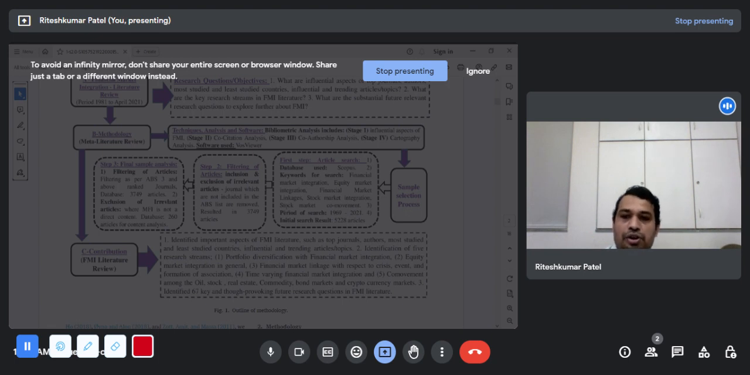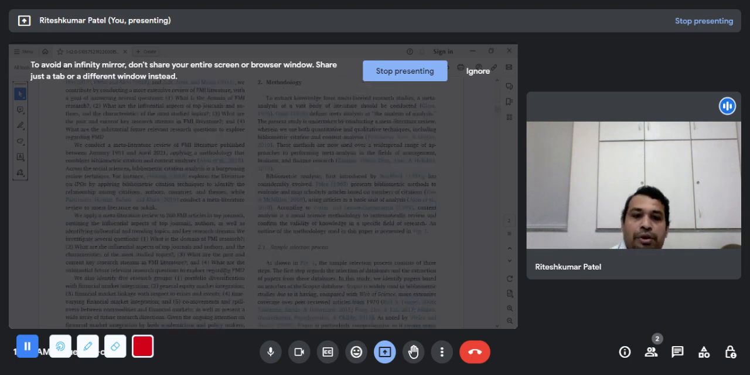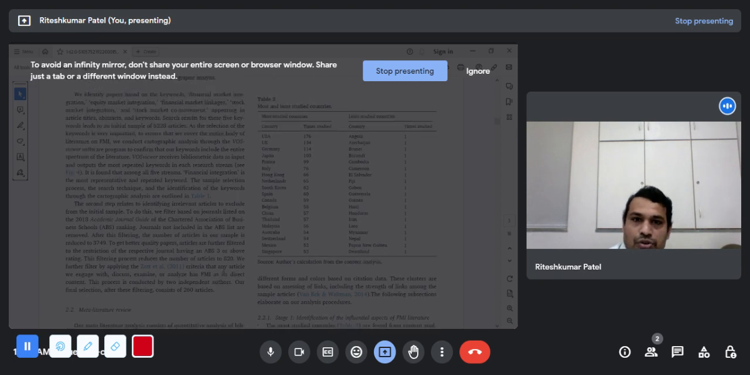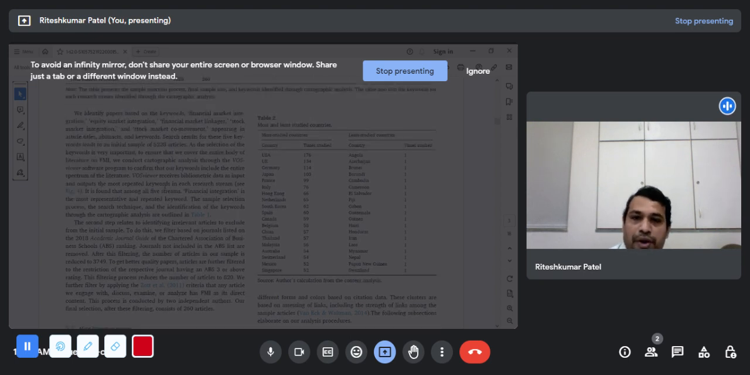After that I was able to get a final database of 260 articles for the content analysis. We used a proper Excel sheet to explore the topic, and when we did the final review, we were able to identify the influential aspects and 5 streams. So till the sample selection process, I have explained that.